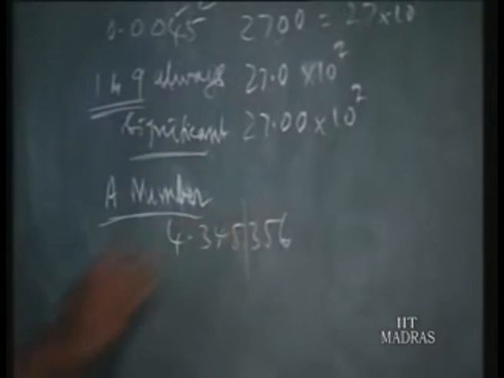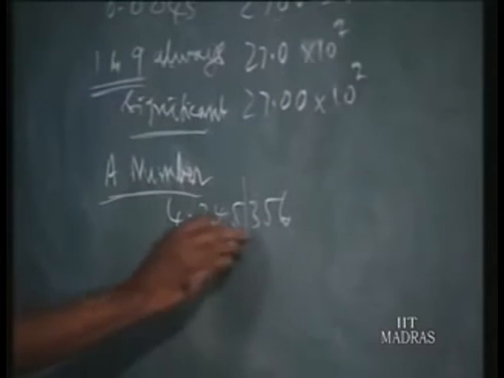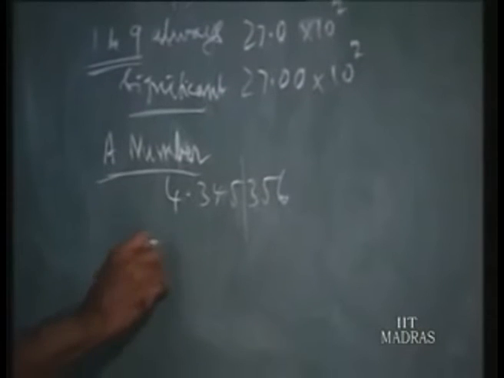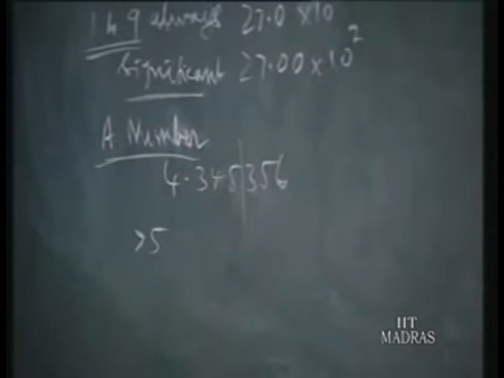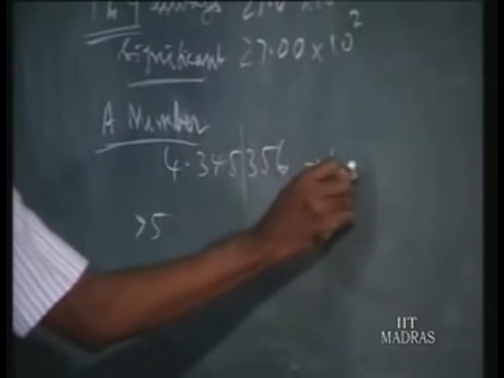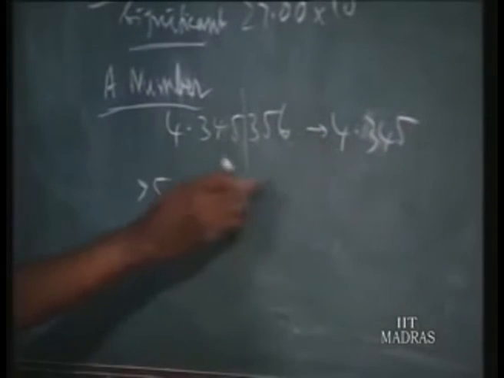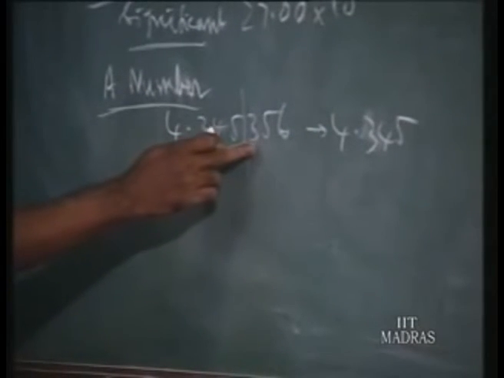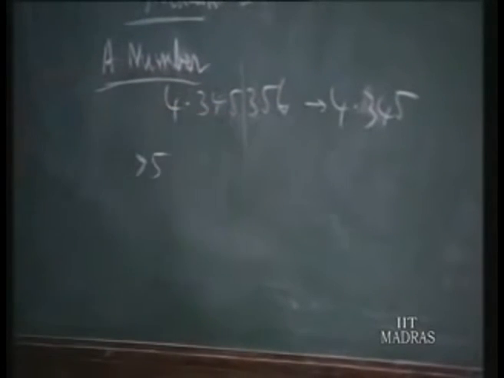Look at the number that is being discarded. Now 356 is discarded. If it starts with a number greater than 5, add 1 to the desired decimal place. In this case, it comes to 4.345, because this number is less than 5, we leave the number as it is.